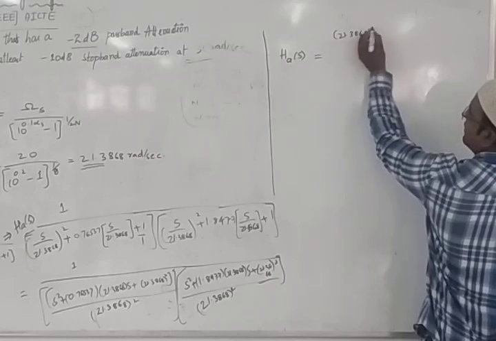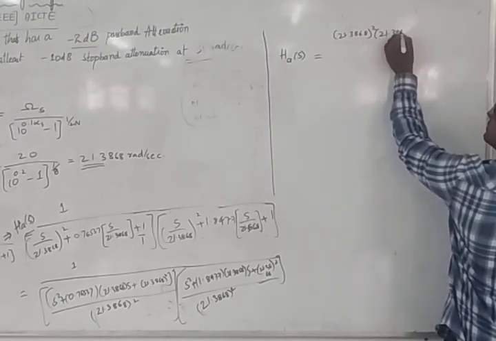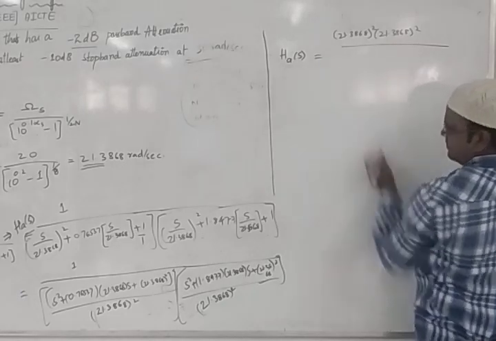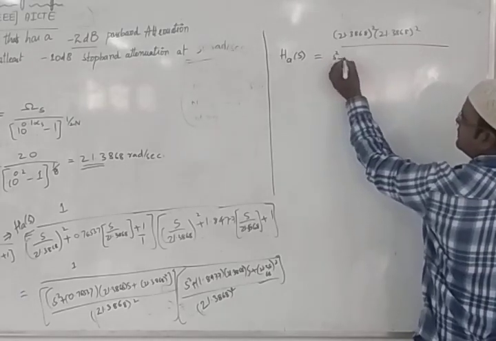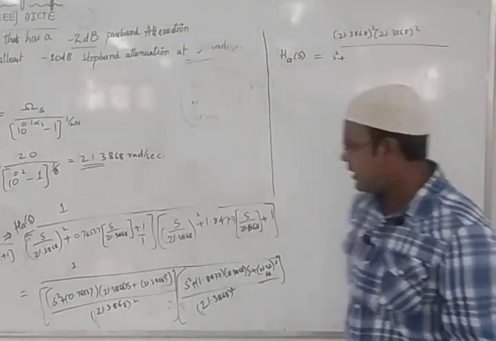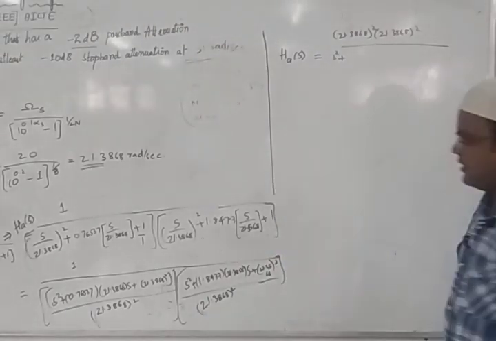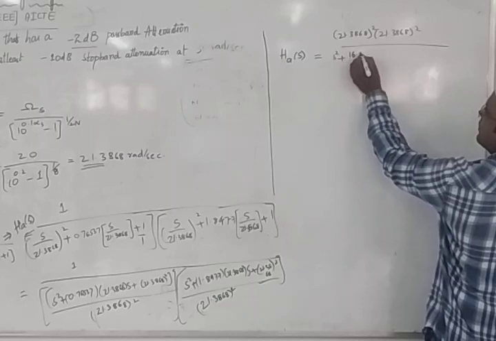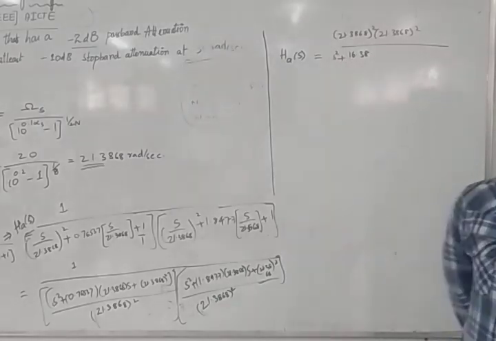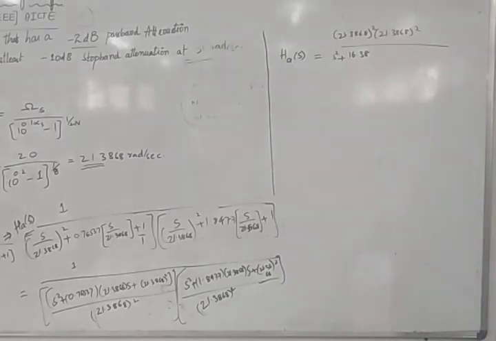21.3868 square into 21.3868 square by this particular factor S square plus, if you multiply 0.76537 with the calculator, what am I getting? I'm getting 16.3686 in the calculator.